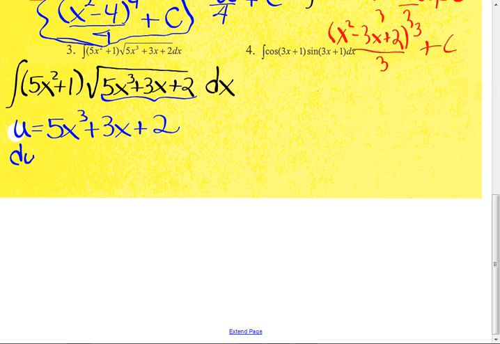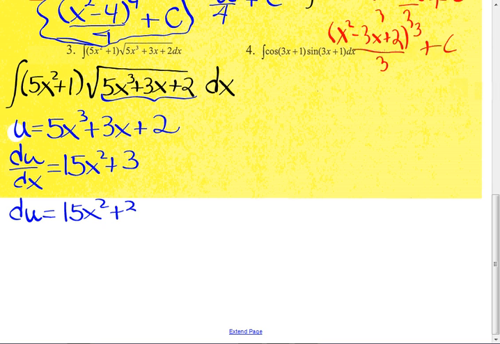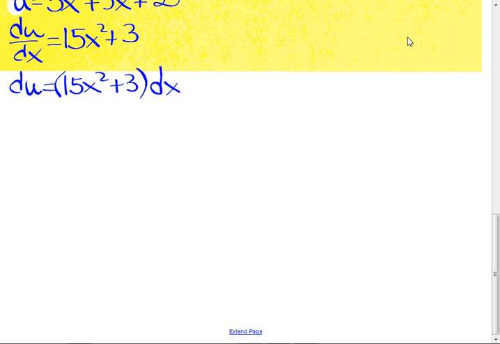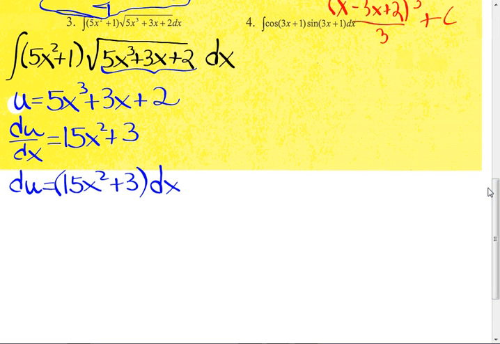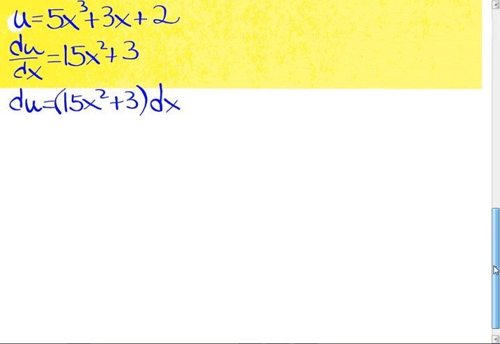Okay, so what's du dx? You're going to say this doesn't work either, but let's write it out and see what happens. 15x squared plus 3. So du, now we have to keep track of everything. Does anybody see a relationship here? If I'm off by an x, that's a problem. But if I'm off by a number, it's not a big deal. I multiply a multiple of 3. Had this been a 2, I'd be in trouble. But it's not.